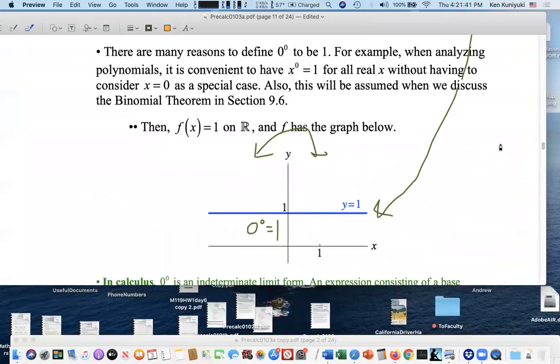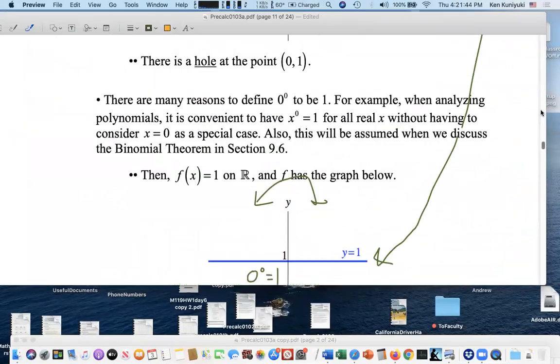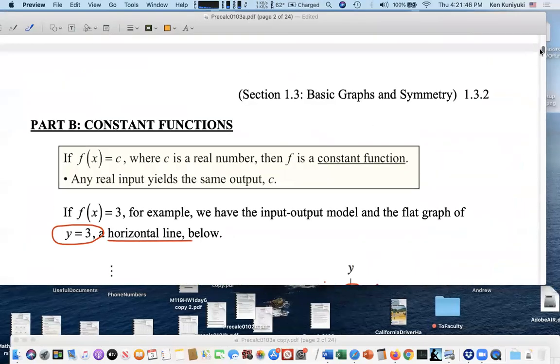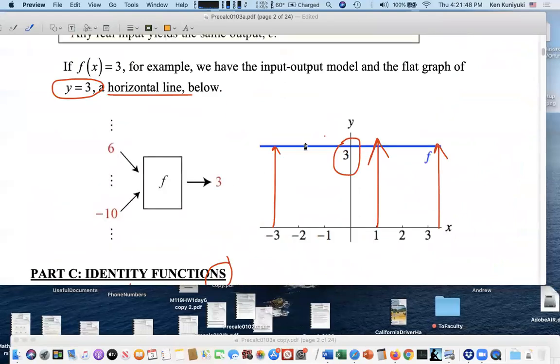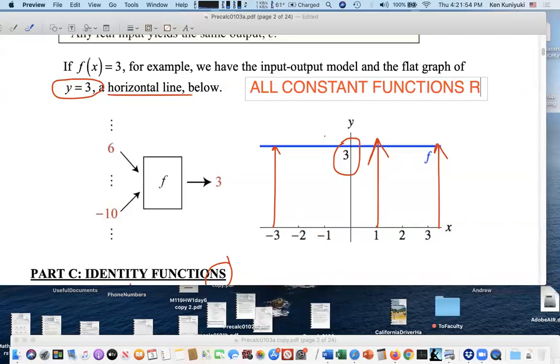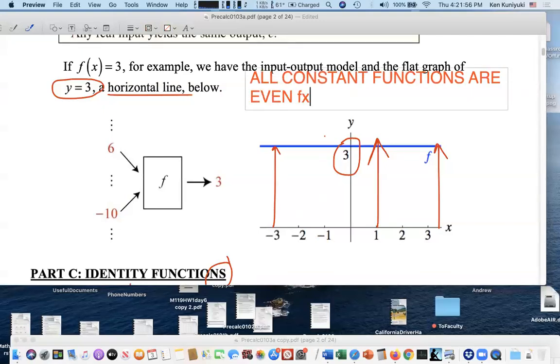Constant functions are even. That was true for y equals 1. That was true for y equals 3 all the way up here. This was an even function. All constant functions are even, whether you have f of x equals 1, 2, 3, negative 3, even 0. In fact, that represents both an even and odd function.